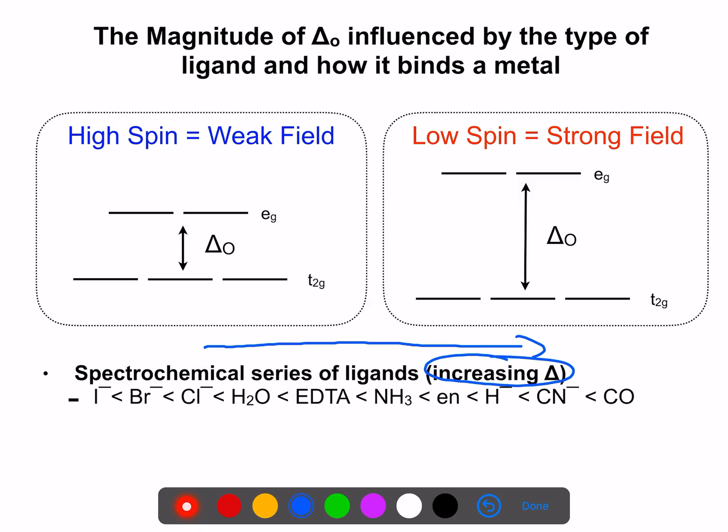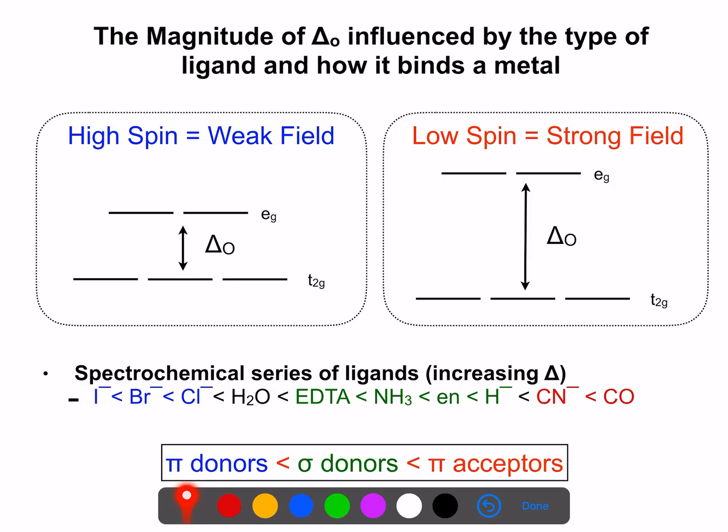Now, if we look a little further at these ligands, we can start to classify them as sigma donating, pi donating, and pi accepting. What we can start to see is that the lower ligands on the spectrochemical series are all pi donor ligands. Things like halides have a lone pair on the atom bound to the metal, which can pi donate. Water is in fact a weak pi donor ligand.